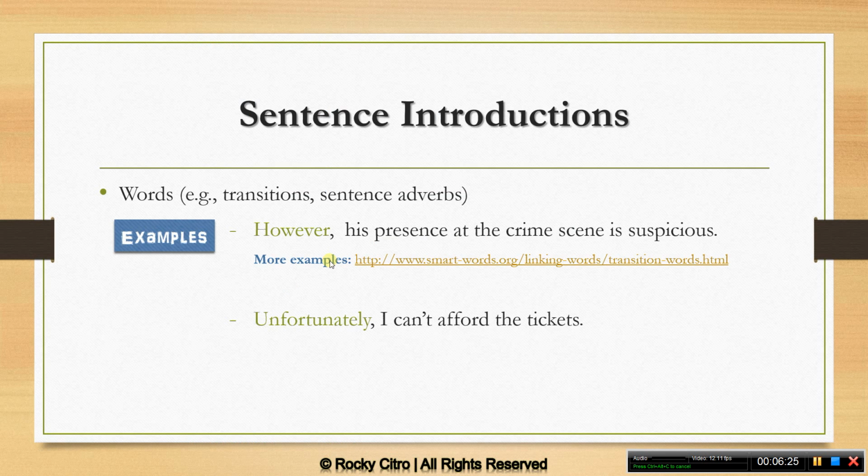Okay, sentence adverbs are a single word, which is an adverb at the beginning of a sentence that modifies the rest of the sentence. We do this very frequently when we're speaking and when we're writing. And again, I think this is something that most people get right, so I won't spend a lot of time on it. Most adverbs end in ly, although not all of them. But here is one example. Unfortunately, I can't afford the tickets. The idea is that I can't afford the tickets is an unfortunate situation, so this adverb modifies the whole sentence.